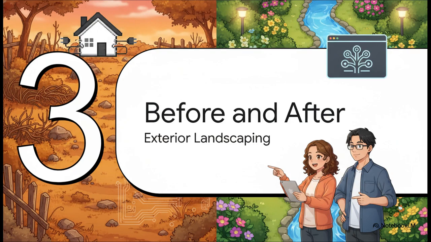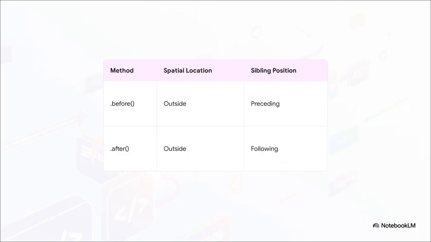All right, let's step outside for Section 3, Outside, Before and After. This is what we call exterior landscaping. Notice the total shift in the spatial location here.